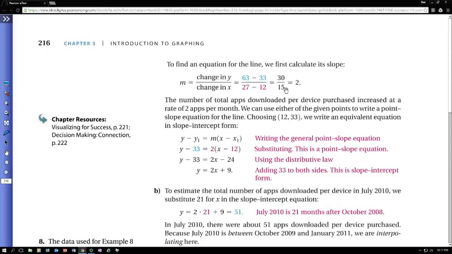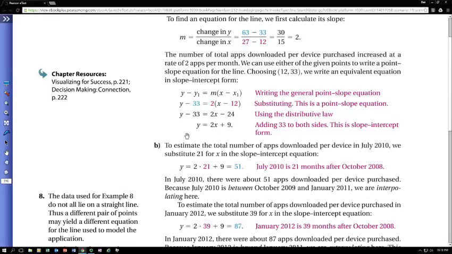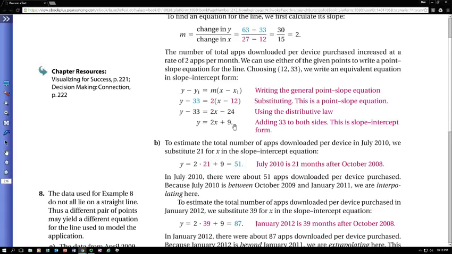So here they're going through, and if I have 2 points, I can find a slope. I get a slope of 2. And then I take one of those points. They took 12, 33, and they put it in the point-slope form, and hey, I end up with a formula. This is a formula of the line that goes through those 2 points. Okay? And that's what they said. I want an equation for this line that goes through those 2 data points.